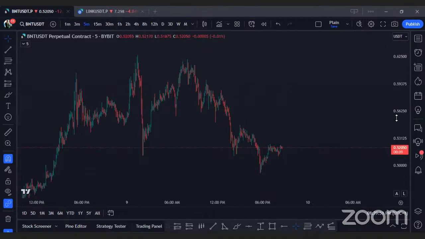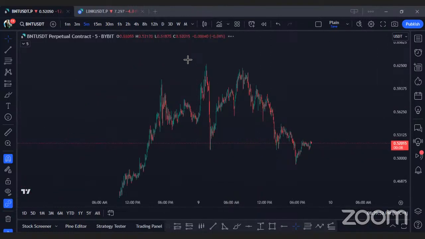Pick at least 3 tokens. Okay, Robinson, pick at least 3 tokens that you want to be trading for now, maybe until you grow your account to $1,000. Then you can start trading any token you want. But for now, pick 3 tokens that you can stick to.